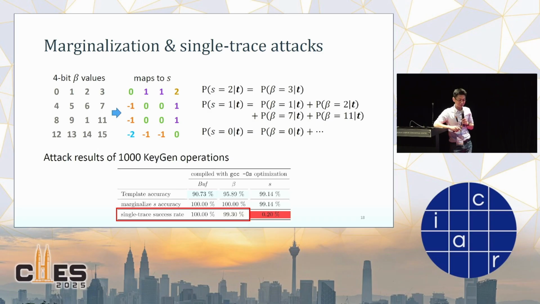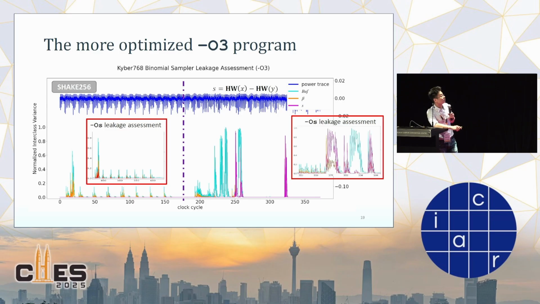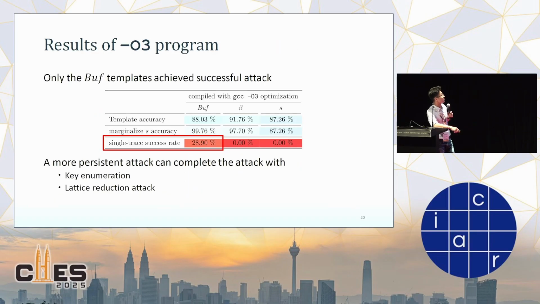Then we wanted to try out whether we can also apply this attack to a more optimized -O3 program. So here's the leakage assessment result. We can see here that the leakage of S is way less in terms of clock cycles than the leakage of the -Os program. As a result, we didn't really achieve a high success rate, with our buff template only achieving a 28.9% success rate, and all the other templates failed.